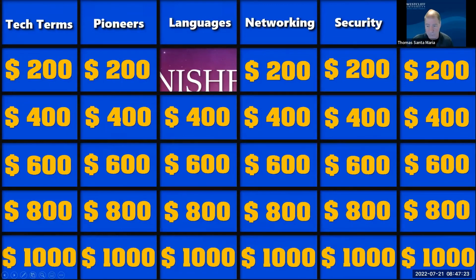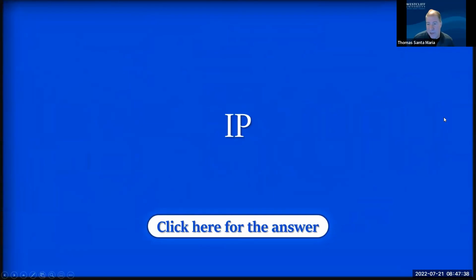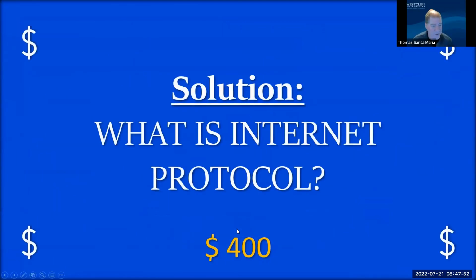All right, who's next? Pick a category and an amount. We'll only do a couple. We're not going to run through the whole game. Anyone? Networking. What amount, Professor? $400. IP. What do you want to guess? Anybody buzzing in? What is Internet Protocol? Correct. Mr. Lipo gets $400.